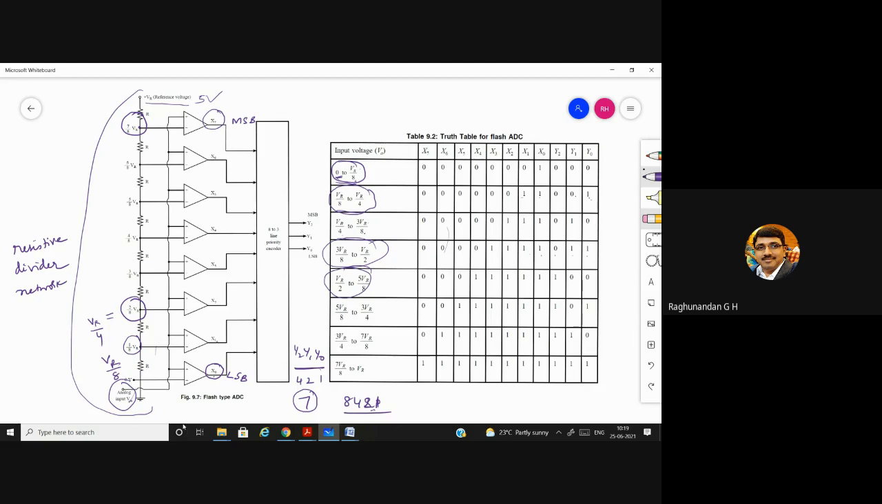Next, if VR by 2 and VR by 8 is given, then again you can see that for every stage, one comparator is getting activated. That is, the comparator output is getting high. See here, x0, only the first one was high.